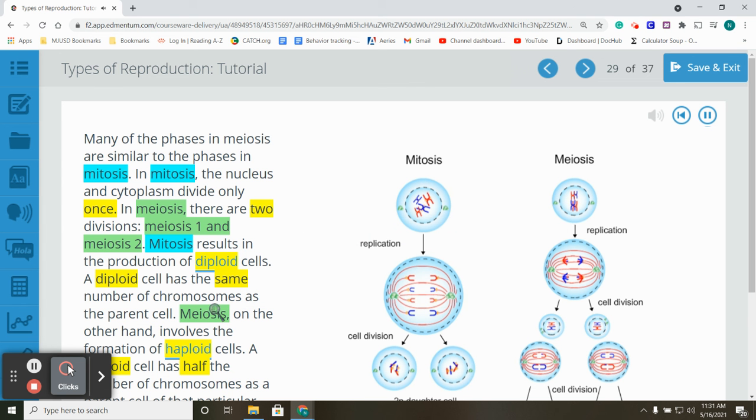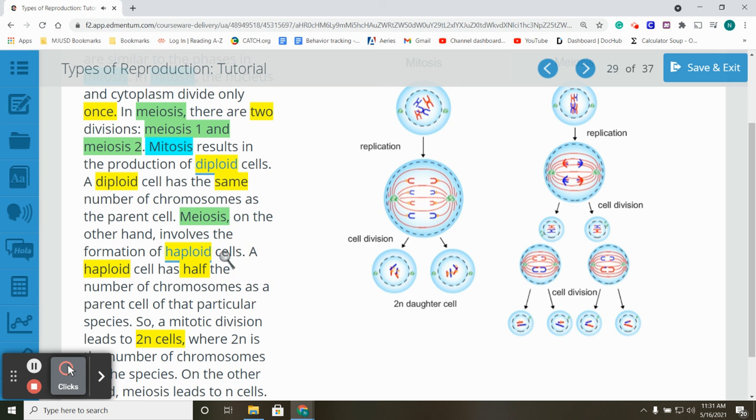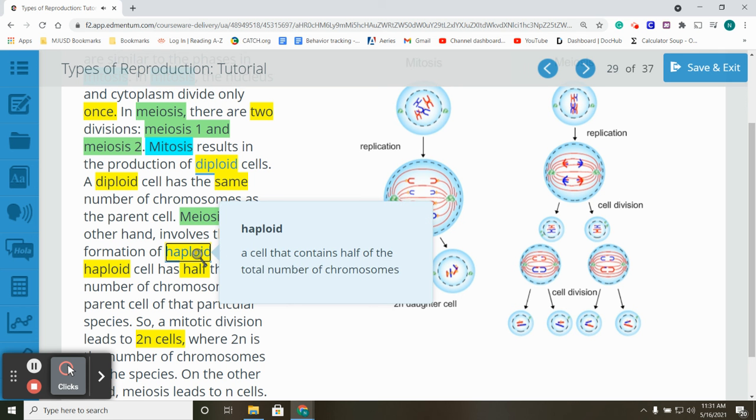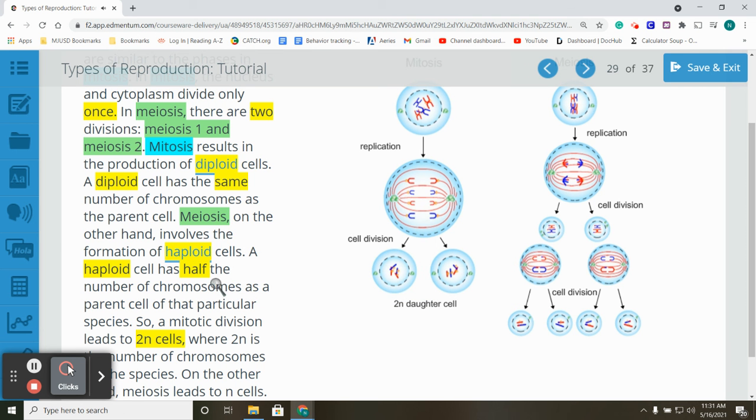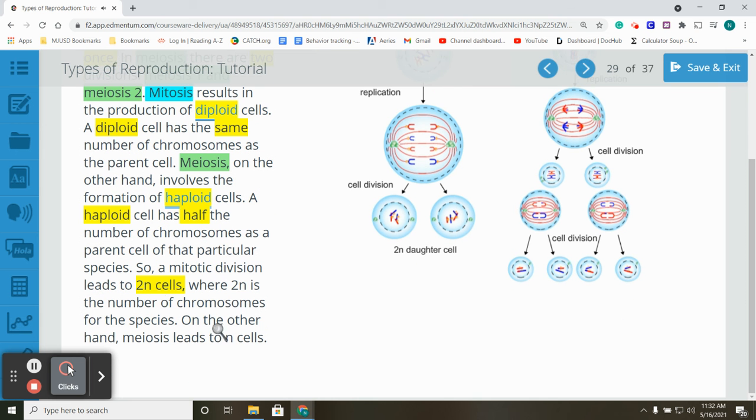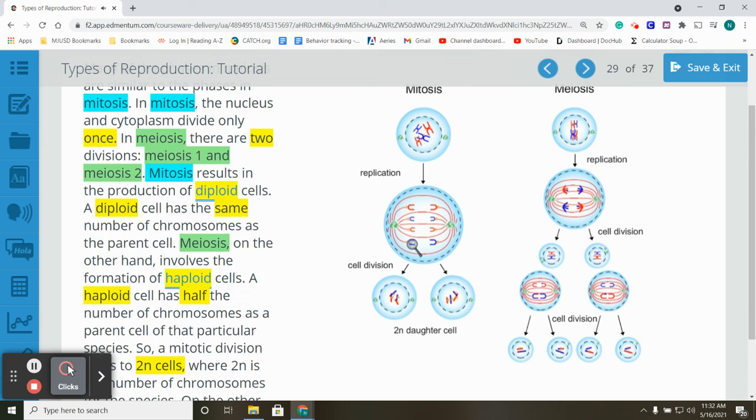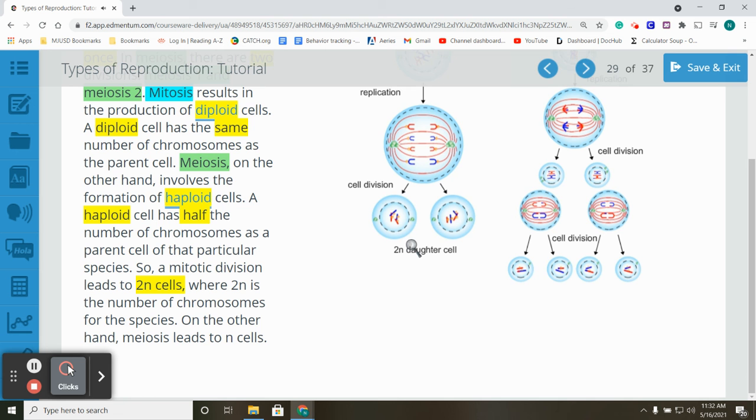Meiosis, on the other hand, involves the formation of haploid cells. A haploid cell has half the number of chromosomes as a parent cell of that particular species. So a mitotic division leads to 2N cells, where 2N is the number of chromosomes for the species. On the other hand, meiosis leads to N cells.